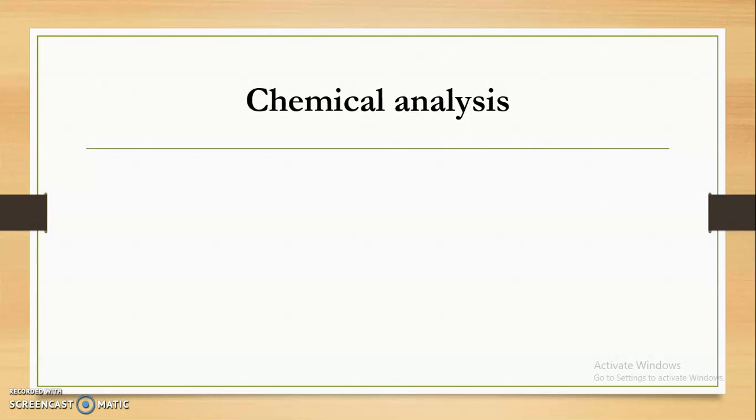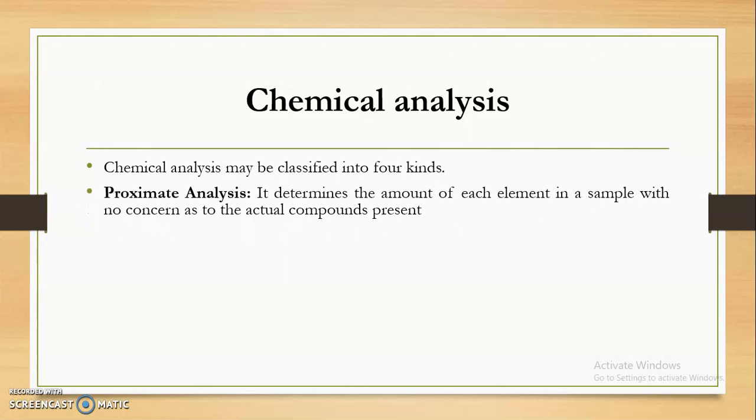Then another term that we are going to study is chemical analysis. Chemical analysis is also one of the applications, or you can say terms, used in analytical chemistry, where we carry out the analysis of a substance by using different chemical methods. Now chemical analysis may be classified into 4 different types.